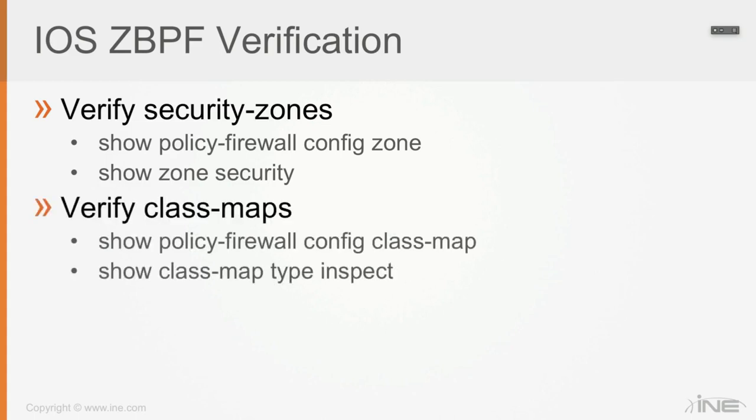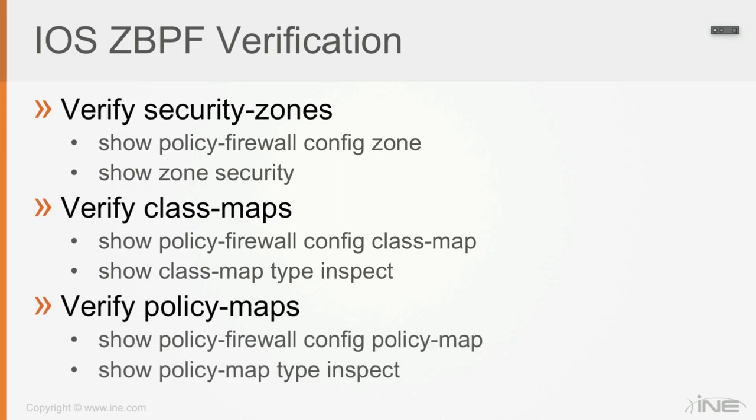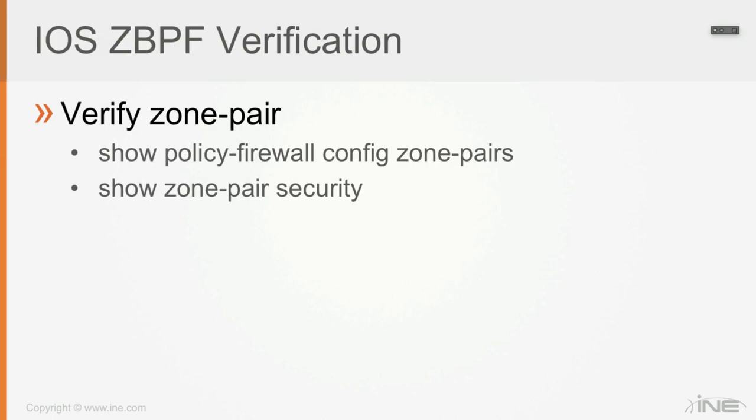We verify the class maps. We likewise show me the policy firewall configuration of the class maps. Show me the class maps pretty much. Or show class map type inspect, the old command. Verify policy maps. Show me the policy firewall configuration for the policy map. So show me the policy maps. Or the old command of show policy map type inspect. Verify the zone pair. Show me the policy firewall configuration of zone pairs. Or show zone pair security, the old command.